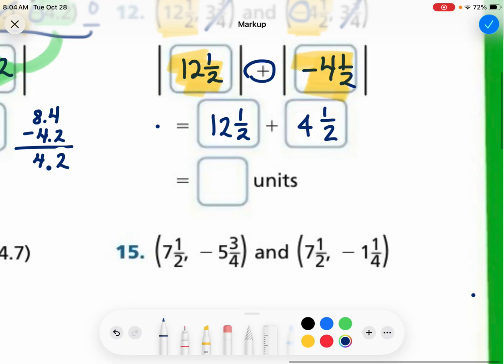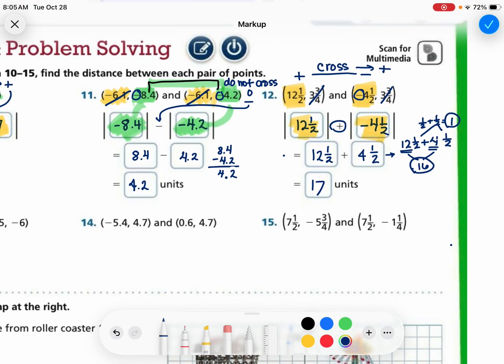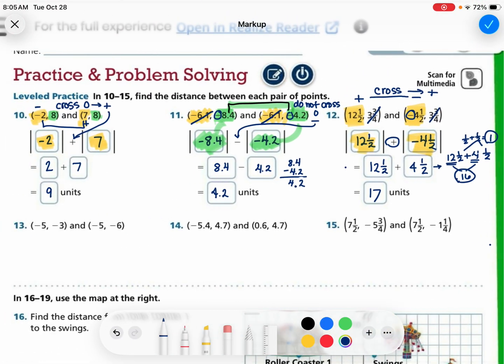So I can add. You can convert to improper, but hopefully some of us already caught on to 12.5 plus 4.5. I can add the 12 and the 4. 12 and 4 makes 16. And then I can add my half and half. Well, 1/2 plus 1/2 is a whole. So 16 plus 1 is 17 units. Okay?